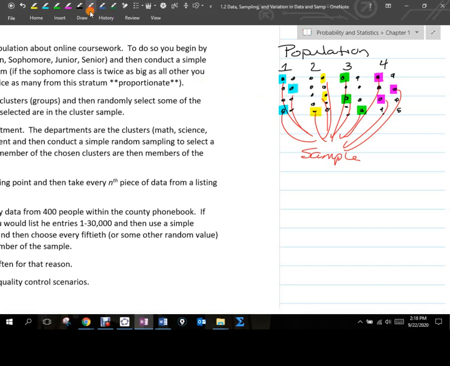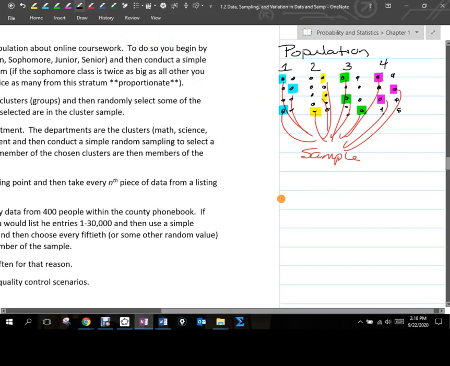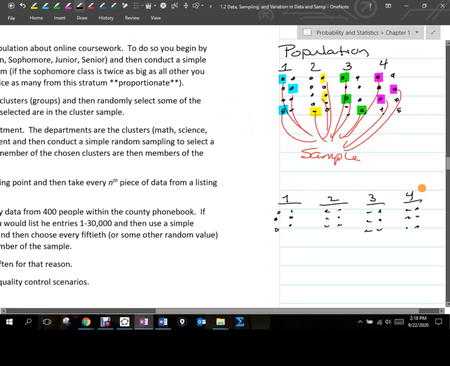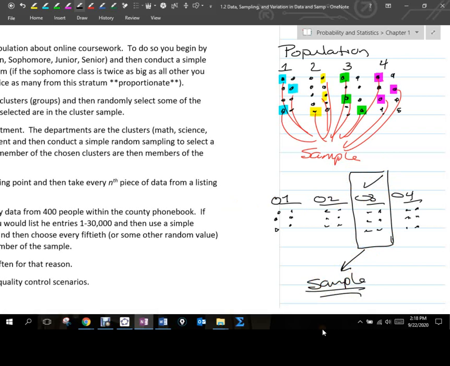In a cluster, it's actually a little bit easier to think about. If that's group 1, group 2, group 3, group 4, they're in groups, or I put them in groups. Okay. What happens here is we randomly select one of these groups. So maybe we do a number generator with 01, 02, 03, 04, and whichever one gets chosen, maybe 3 gets chosen. That one there, I take everybody out of there, and that then becomes my sample. Does that kind of make sense? Okay, so that's the difference.